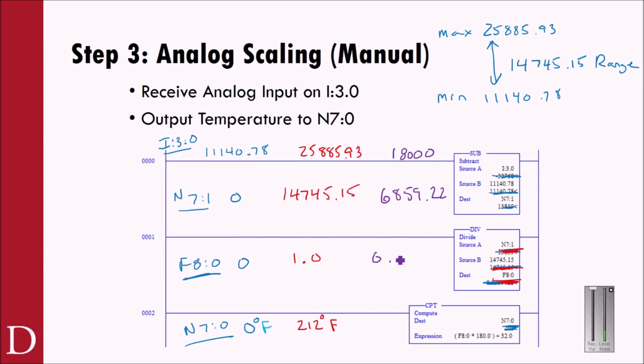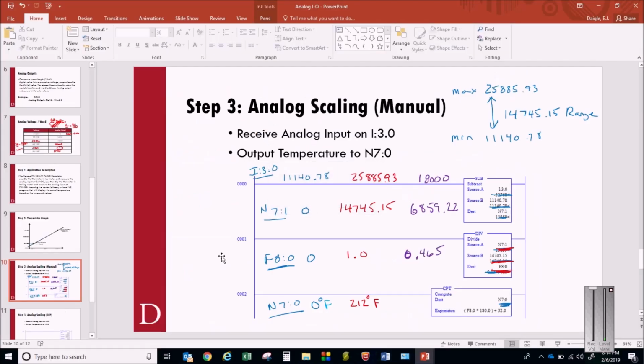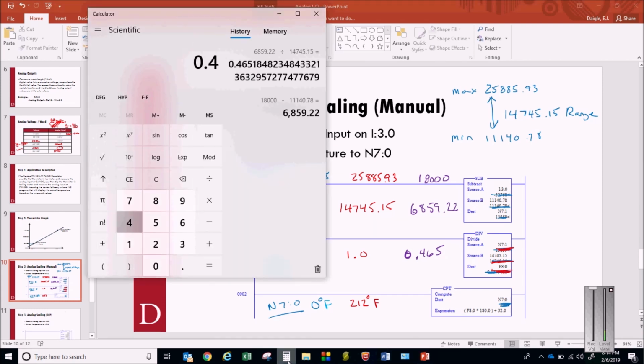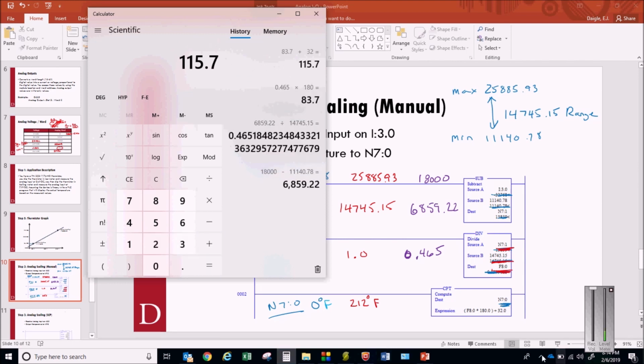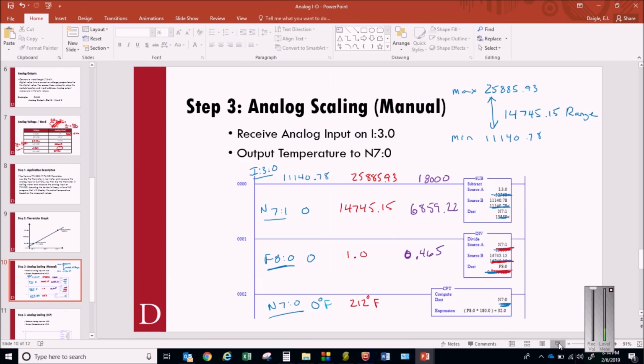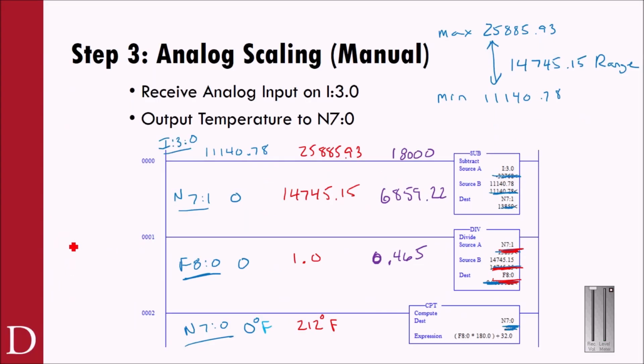Now, if you're wondering what 0.465 means, what it really means is this one was at 0% of the full scale. This one was at 100% of the full scale. This one's at 46.5% of the full scale. So now it's just a matter of doing the math down on the bottom one here, which basically says I want to take 0.465, multiply it by 180, and add 32 to it. And I get 115.7 degrees. So now down here, let me get my color back here.